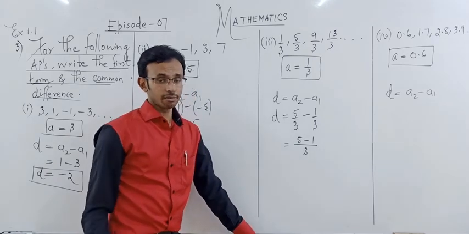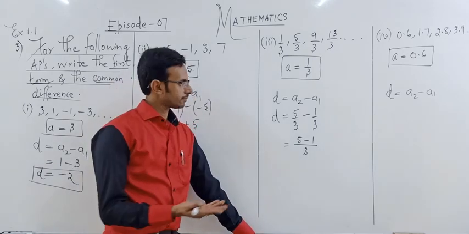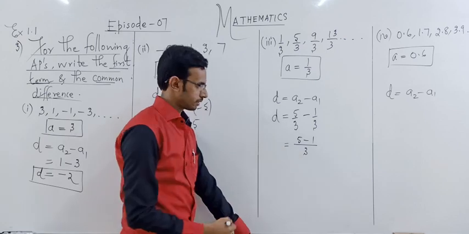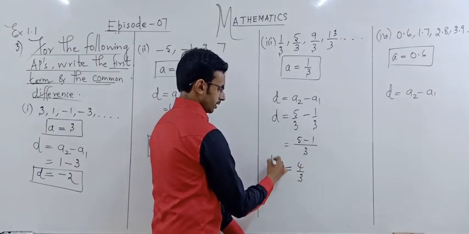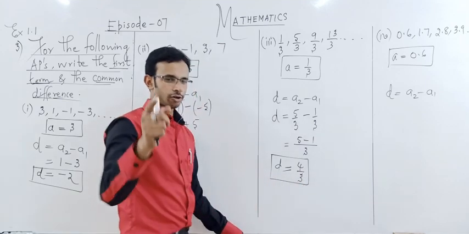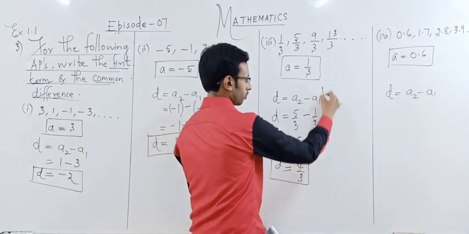Butterfly multiplication will also give the same, but it is a lengthy process. When the denominators are the same, this is quite simple. 5 - 1 is 4 divided by 3. Alright, for your knowledge I will share that also.